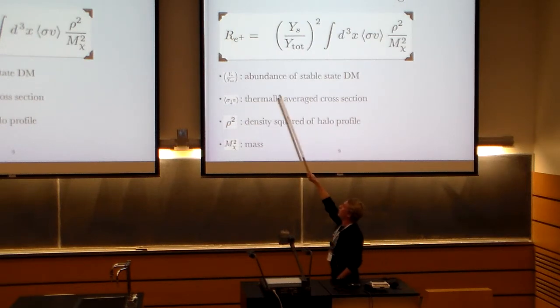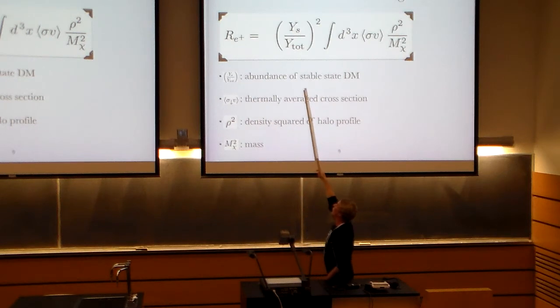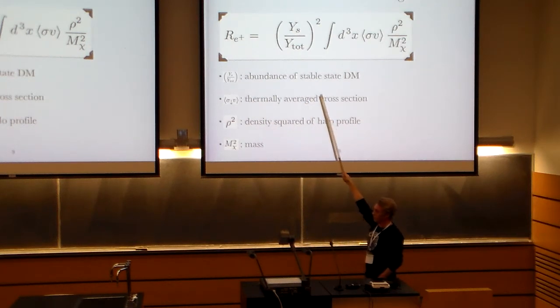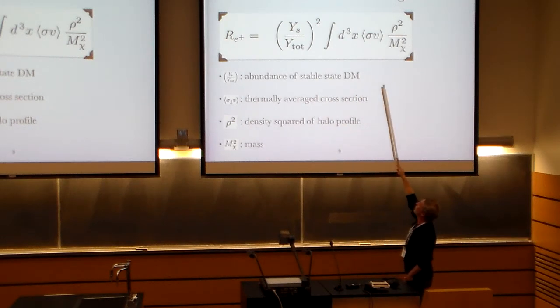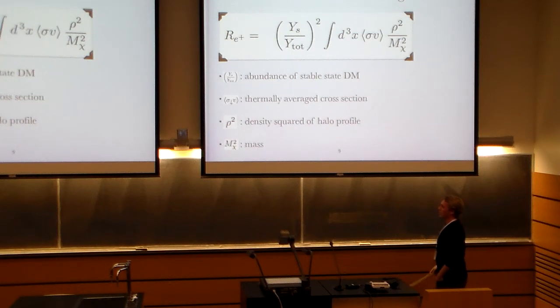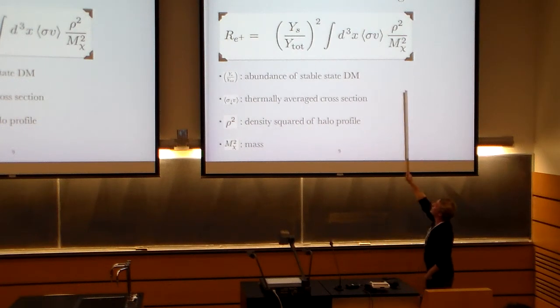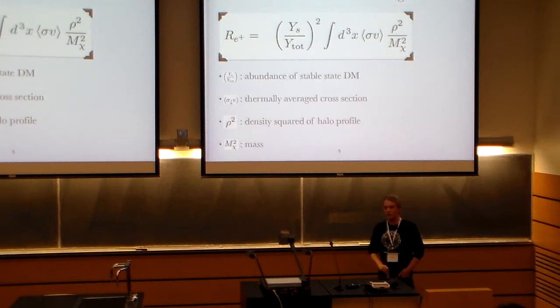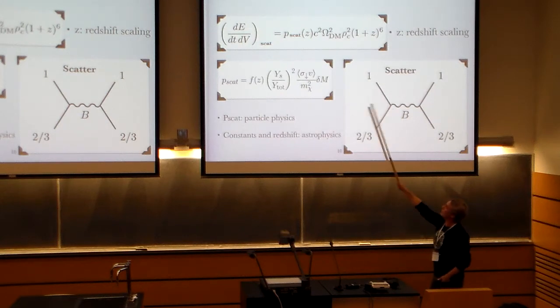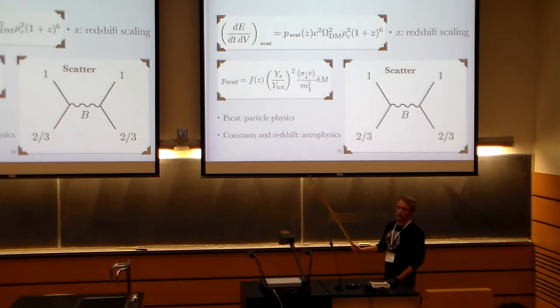So essentially you've got the rate of positrons being produced, which is equal to the abundance of your stable state dark matter squared, and then this volume integral over the thermally averaged cross-section of two dark matter particles interacting, multiplied by the density squared over the mass squared. The density squared over the mass squared is essentially the number density squared. And so if you've got the number density squared multiplied by the thermally averaged cross-section, you get all of the dark matter particles. So that equation that I said was P scattered, and that's the one you can extract from there, which is current day data.